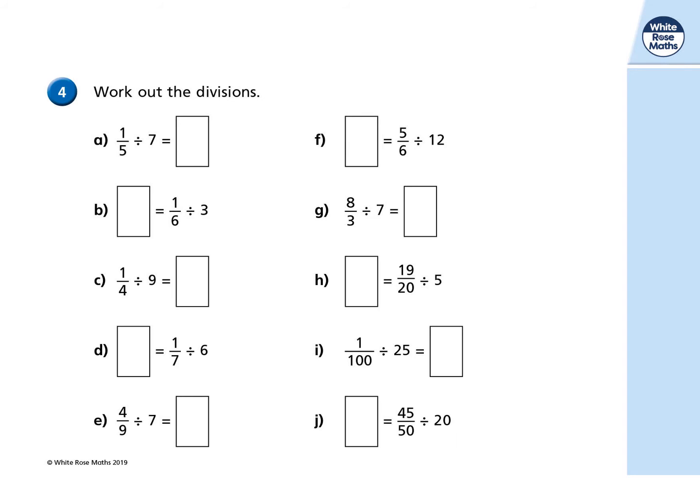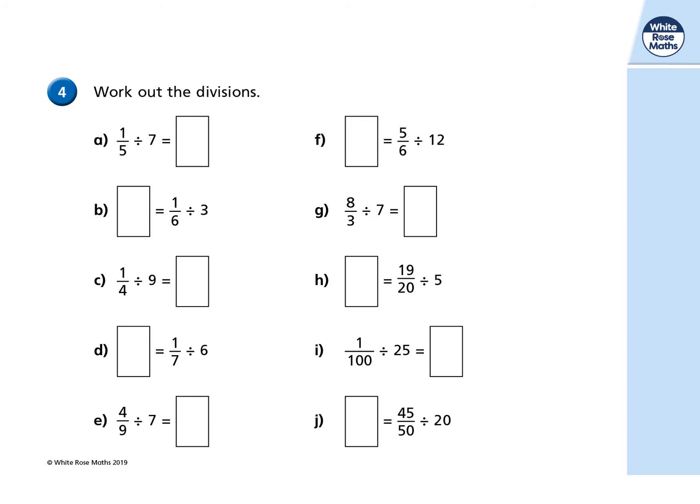For E, 4/9 divided by 7. Okay, use exactly the same skills. Keep that 4, it's the denominator that's changing, and you're going to make it smaller because you're going to do 9 times 7. For F, something equals 5/6 divided by 12. So look at the link between 12 and 6. How much smaller is that fraction going to be? It's going to be 5 over something.